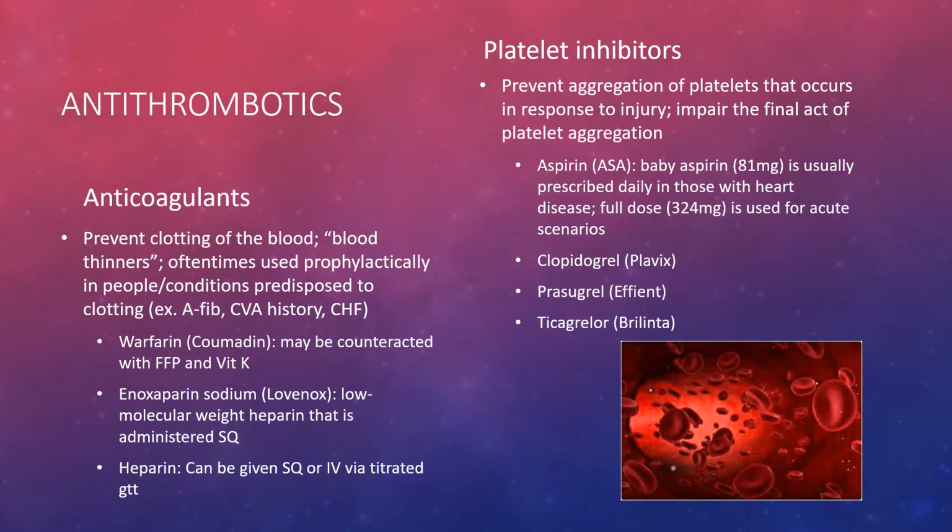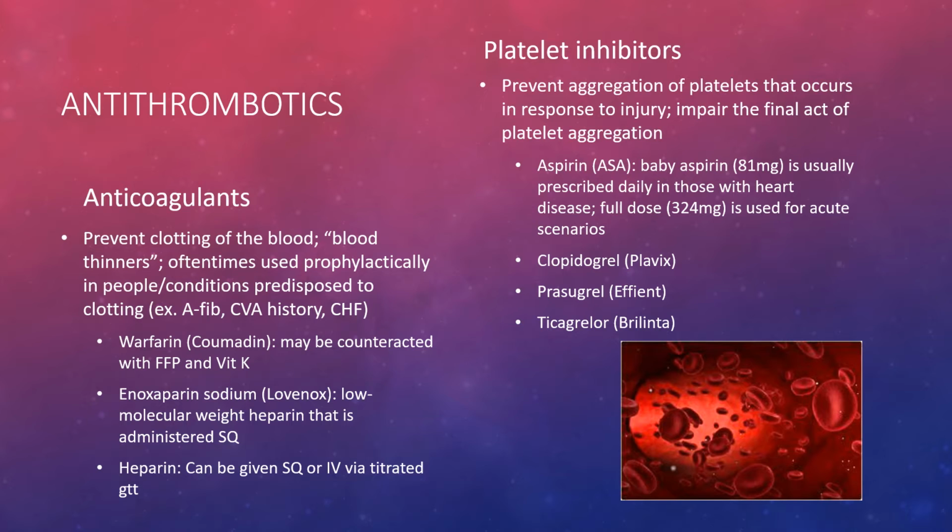Platelet inhibitors prevent the aggregation of platelets that occurs in response to injury or impair the final act of platelet aggregation. So it makes the blood less sticky. Rather than thinning it, it makes it less sticky. So we have aspirin or baby aspirin, which is usually prescribed daily in those with heart disease. A full dose of aspirin is 324 milligrams and is used in more acute scenarios, like if somebody's acutely having a heart attack. Clopidogrel or Plavix, Prasugrel, Effient, Ticagrelor, Brilinta. You can see, again, a lot of these medications have multiple names that are very hard to pronounce.